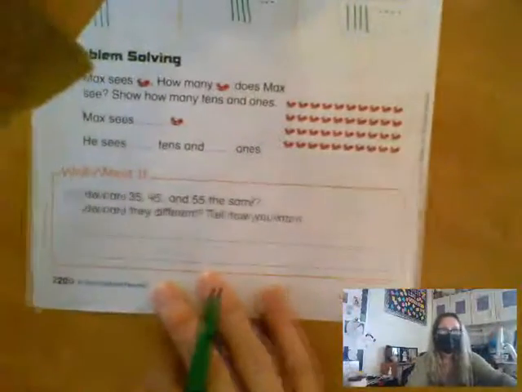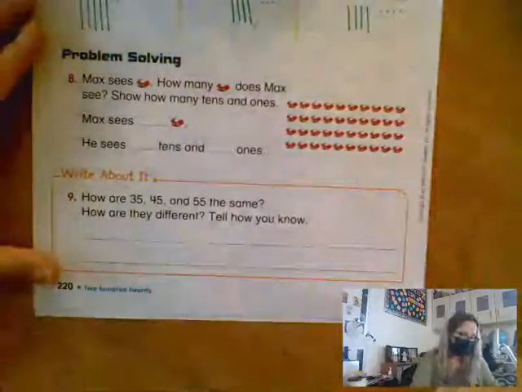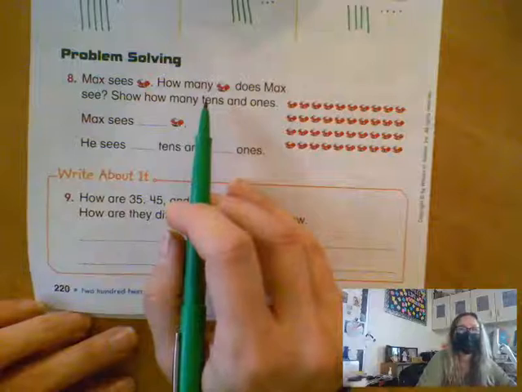Let's take a look at the problem solving. It says, Max sees some ants. How many?